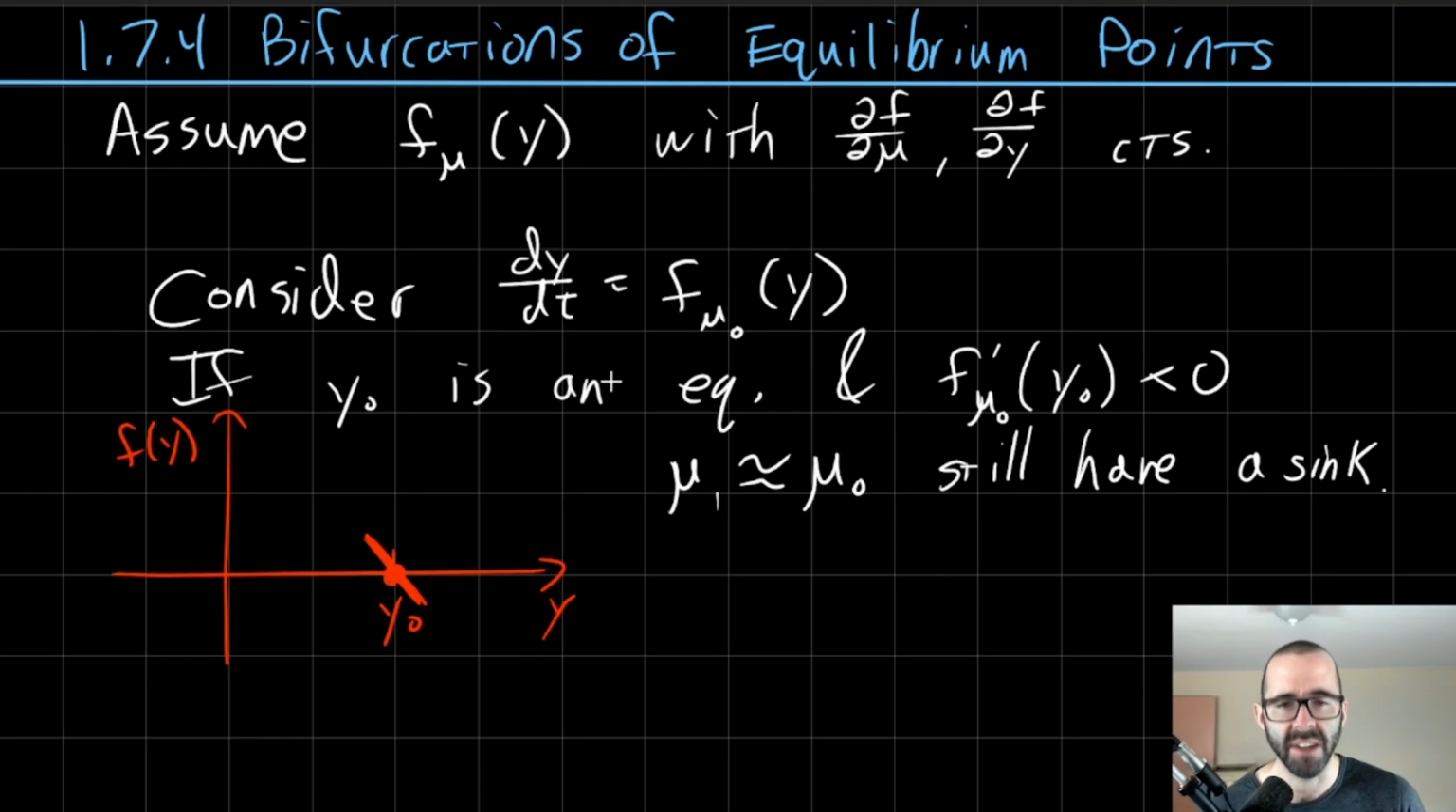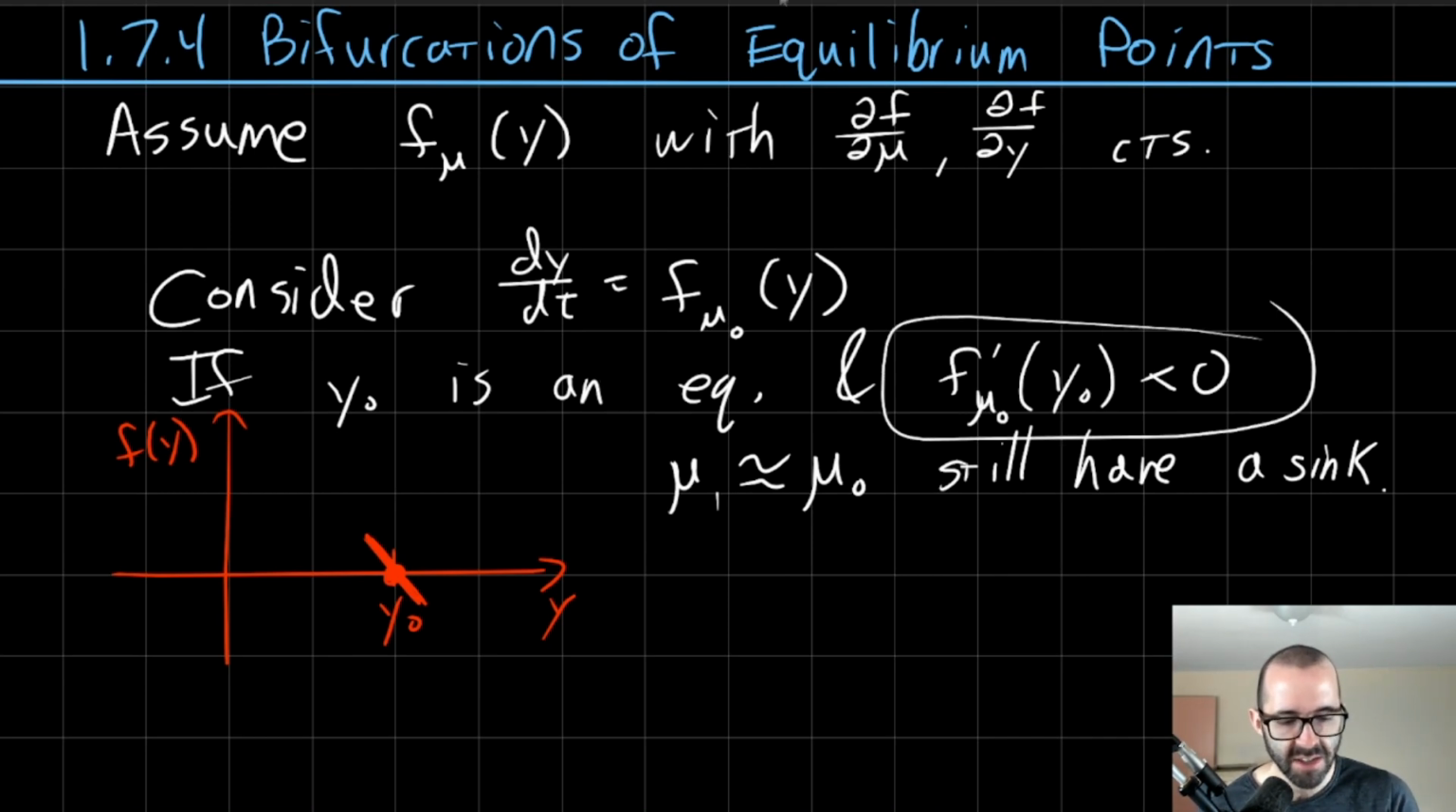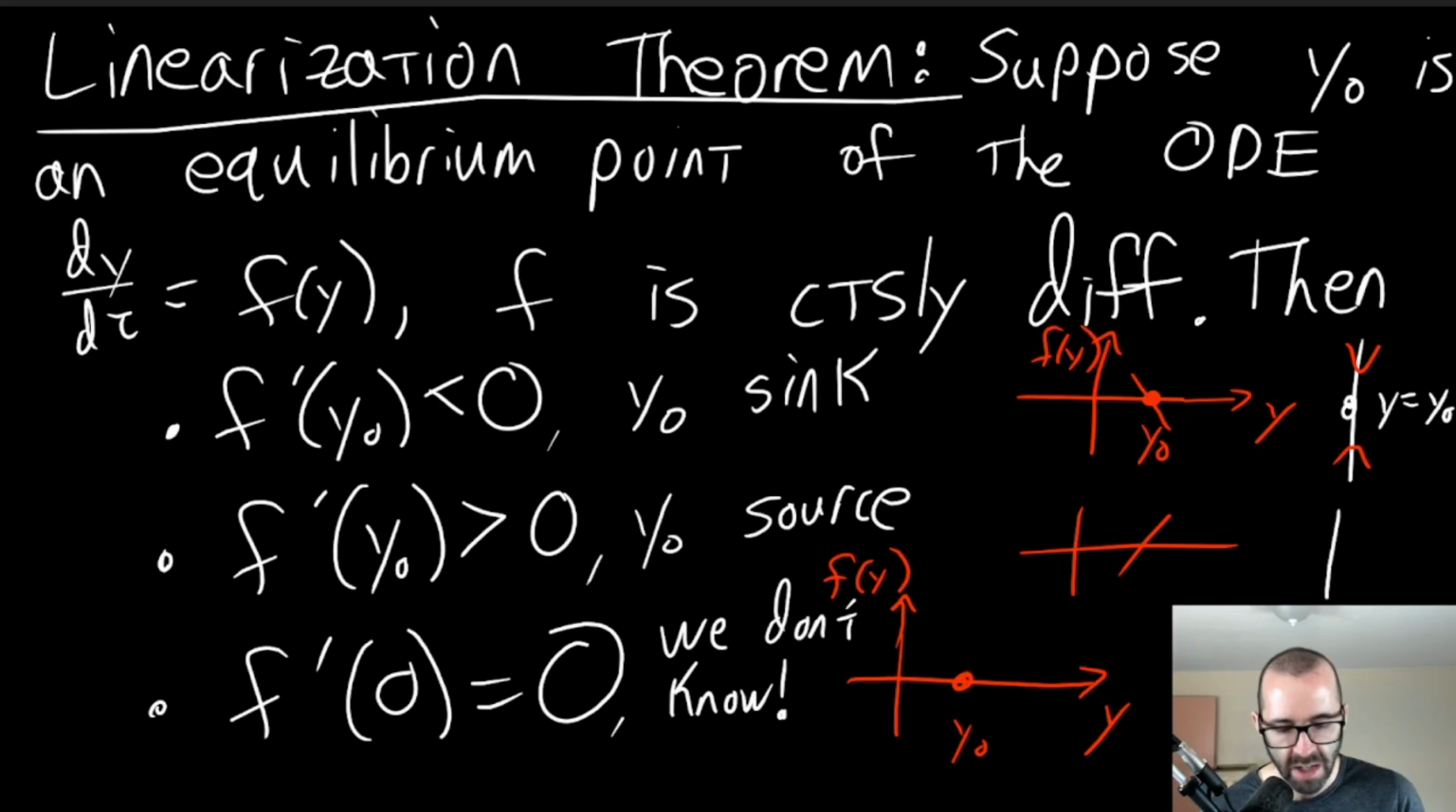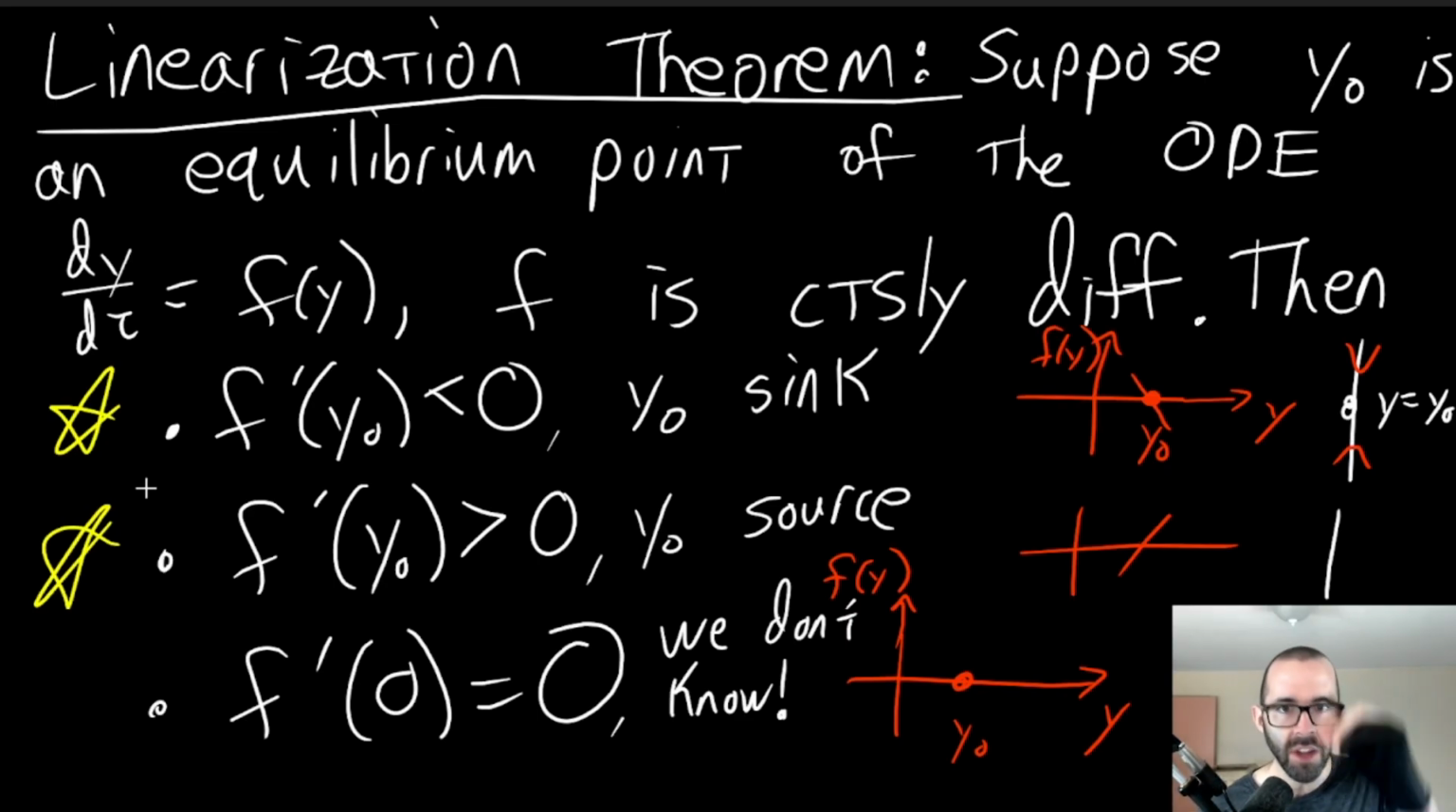And the point of this, why am I talking about this? We're going to use this to find bifurcations. Bifurcations happen when a small change in mu has a big qualitative effect. So if there's a source or a sink of this type, in other words, if we're in either one of these situations, a small change in mu is not going to have a qualitative effect. The equilibrium will change a little bit, but there will be no qualitative difference in the equilibrium.